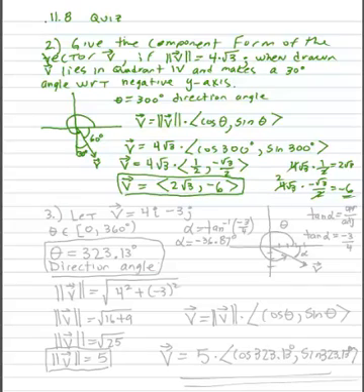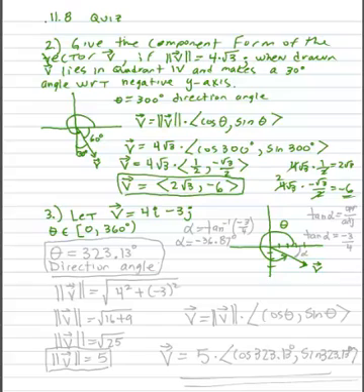Problem number 3 is very similar to problem number 2. Let v be given as 4i minus 3j. Here is the coordinate system, and 4i minus 3j is down in the 4th quadrant, the vector in standard position, vector v. And the goal is to find the direction angle theta between 0 and 360 degrees.